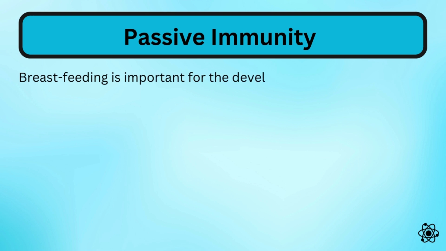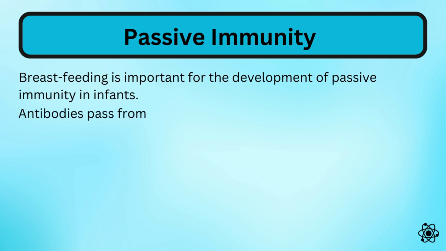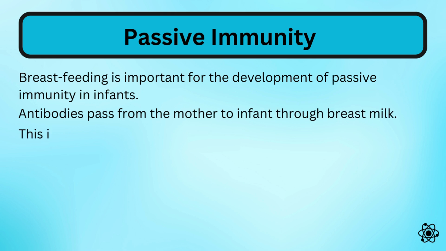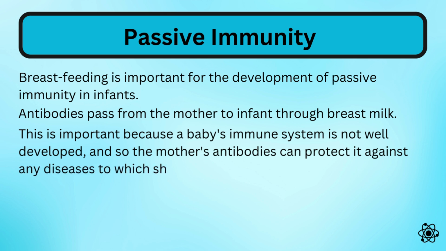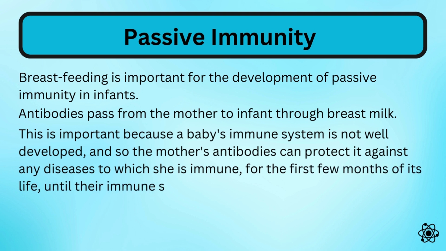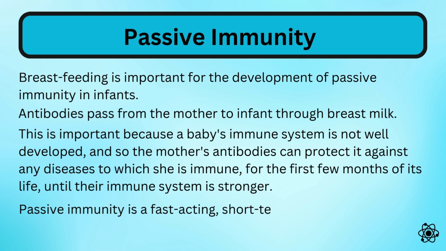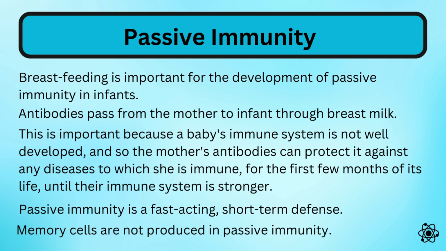Breastfeeding is important for the development of passive immunity in infants. Antibodies pass from the mother to infant through breast milk. This is important because a baby's immune system is not well developed, and so the mother's antibodies can protect it against any diseases to which she is immune for the first few months of its life until their immune system is stronger. Passive immunity is a fast-acting short-term defense. Memory cells are not produced in passive immunity.